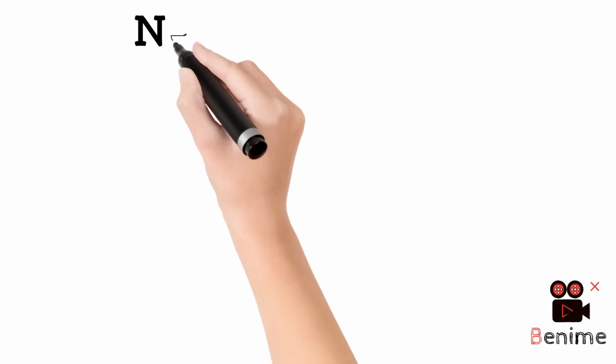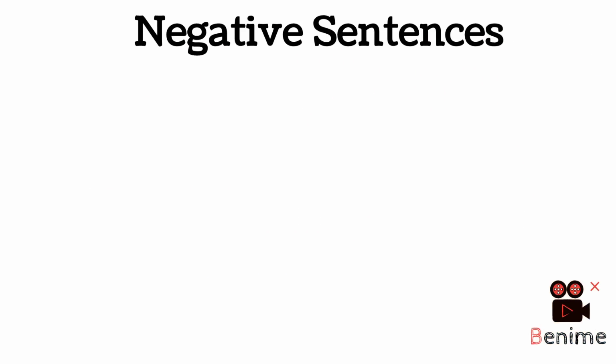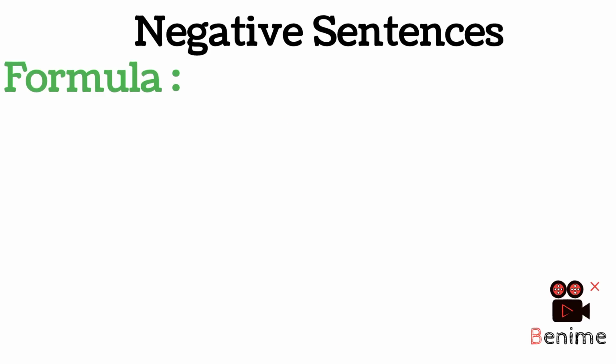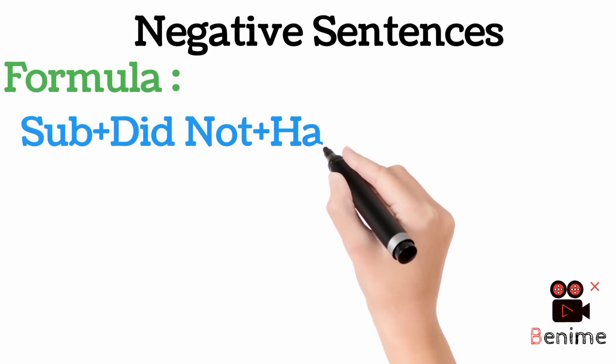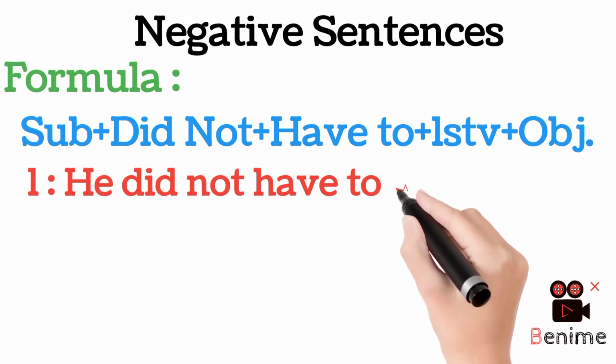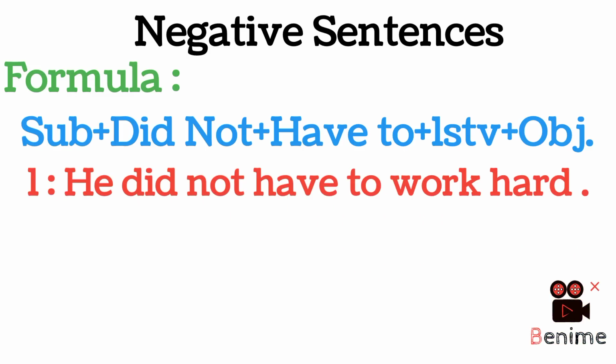Now I am coming to negative sentences. What are they? Now look at the formula. Subject plus did not plus have to plus first form verb plus object. My dear viewers, keep in your mind. In negative sentence, after subject we can use did not and had to will change into have to structure. Now look at the first example. He did not have to work hard. It means he didn't have any obligation to work hard in the past.